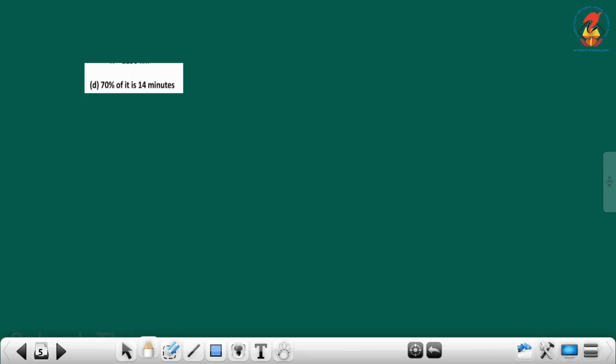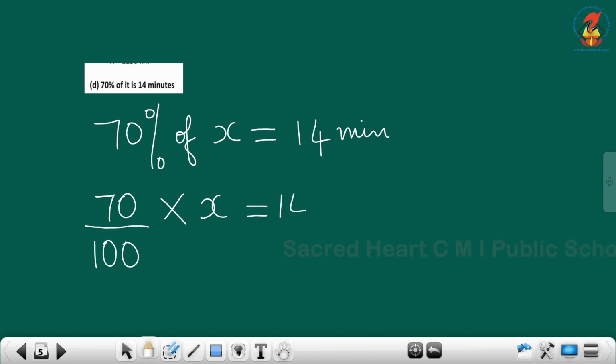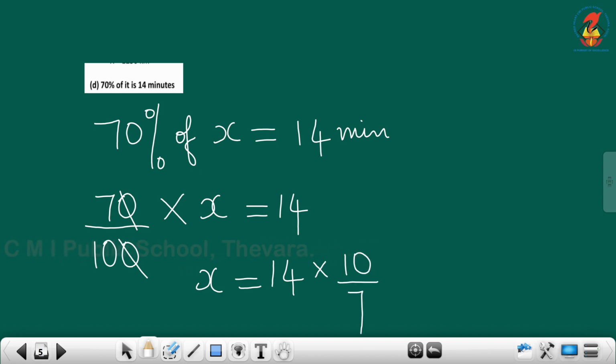70% of it is 14 minutes. Here also we don't know what the whole quantity is. So we are taking it as 70% of x is equal to 14 minutes. That means 70% means 70 by 100. Of means multiplication. x is equal to 14. Just cancel one 0, you will get 7 by 10. Again use the transposing method. x is equal to 14 into 10 by 7.